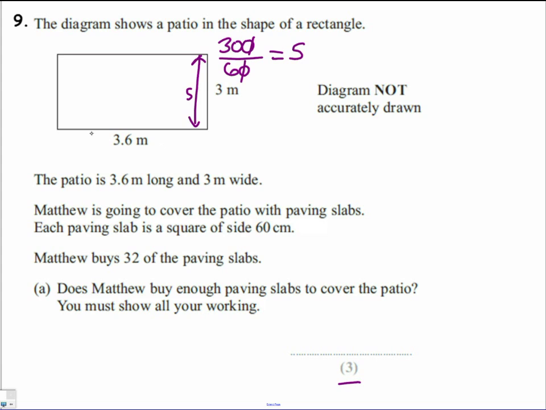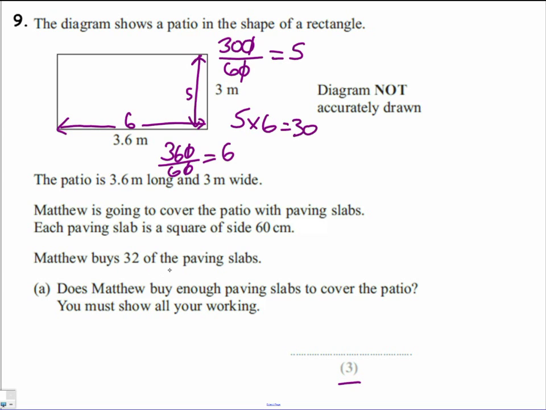Now, same for the length across the bottom. You've got 3.6 metres, which is 360 centimetres, divided by the length of our slab, which is 60 centimetres. So 36 divided by 6 is 6 slabs. So it would be 6 slabs wide. So 5 times 6 means I would need 30 slabs to cover that rectangle.